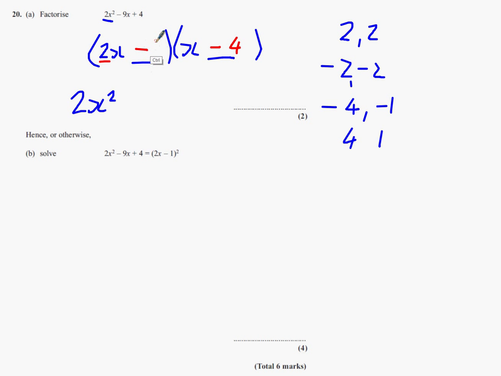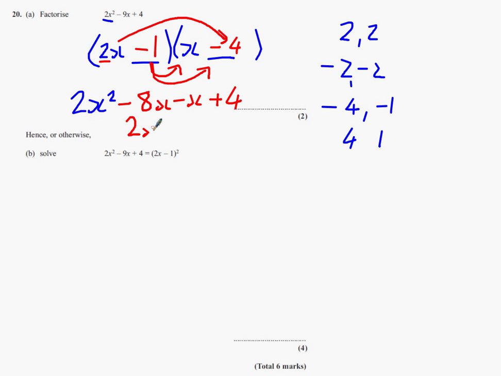So that when you expand the brackets and you do 2 lots of that, you get take away 8x. And when you do those two times each other, you get take away x. And then when you do those two times each other, you get add 4. And simplifying that gives you what you were looking for, 2x squared minus 9x plus 4.